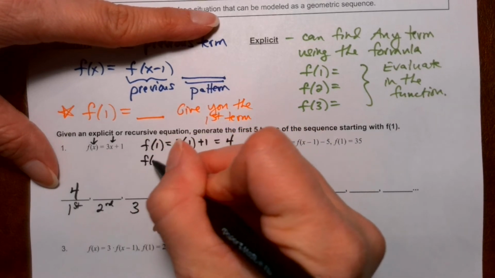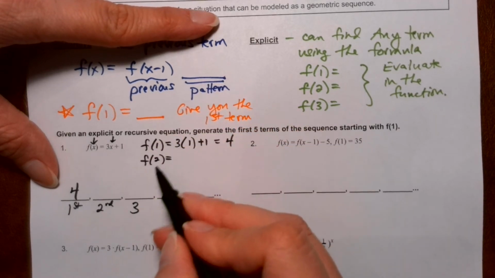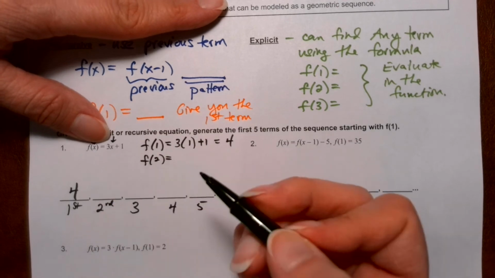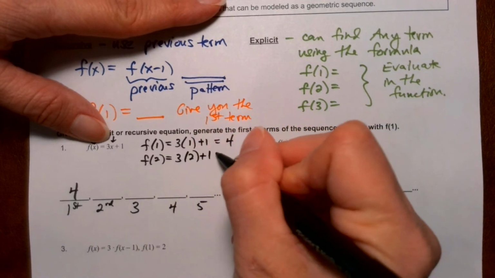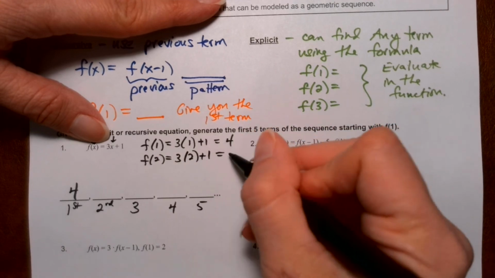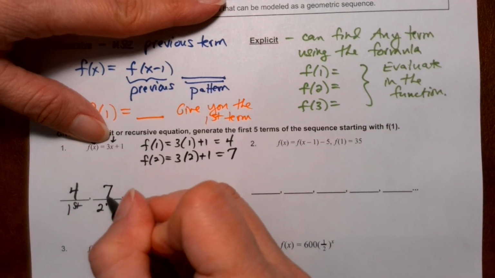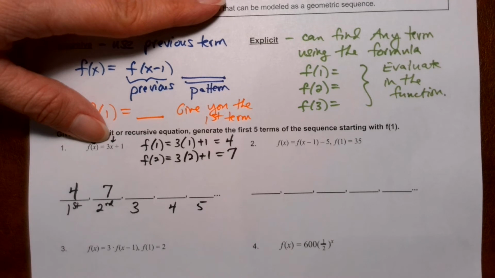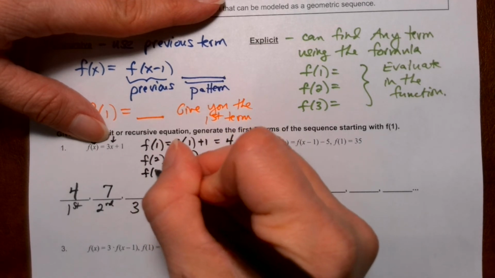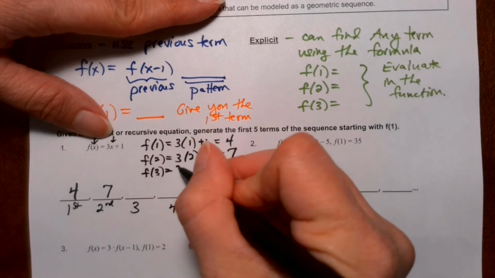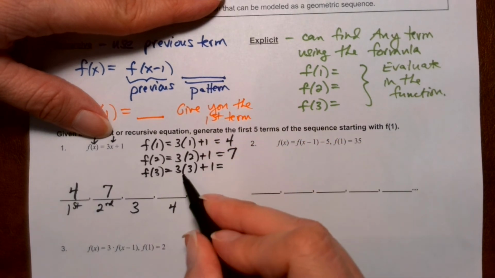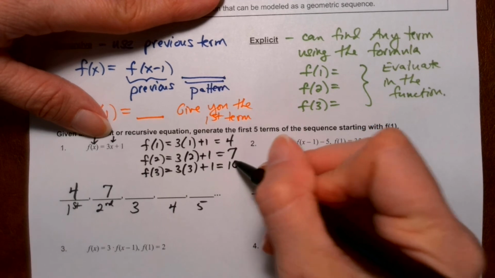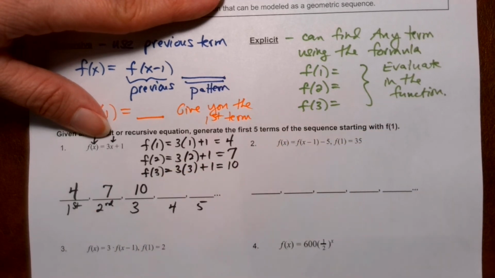Now we're going to plug in a 2. What is f of 2? Let's plug in a 2 and calculate. 3 times 2 plus 1 more. That's 6 plus 1, that's a 7. So the second term is 7. We have to keep going. We have to calculate f of 3. 3 times 3 plus 1. 3 times 3 is 9, plus 1 more is 10. So the third one is 10.